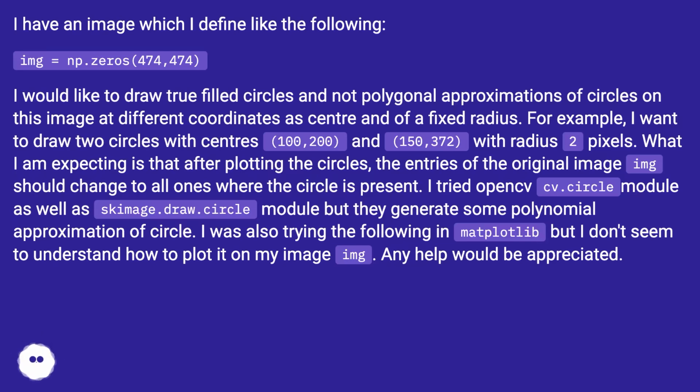I tried the OpenCV cv.circle module as well as the scikit-image draw.circle module, but they generate some polynomial approximation of a circle. I was also trying the following in matplotlib, but I don't seem to understand how to plot it on my image img. Any help would be appreciated.